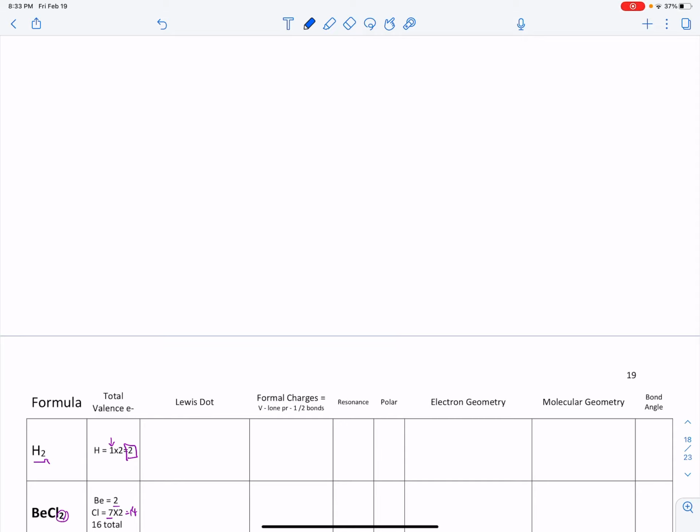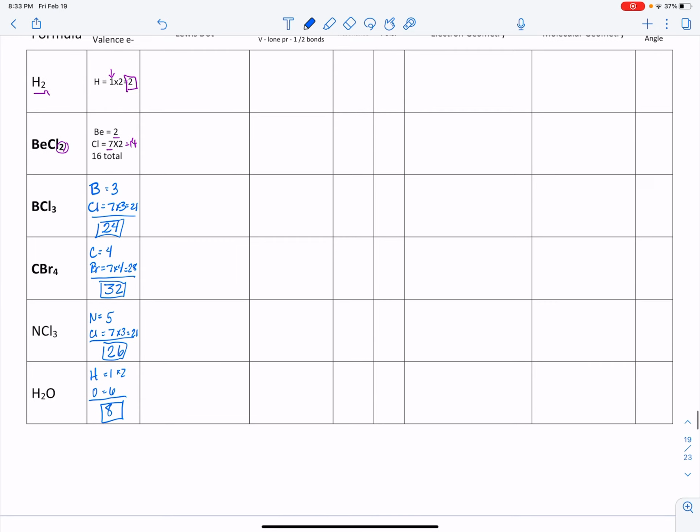Let's see how you did with your valence counting. Make sure that you only counted boron as having 3, and then 7 times 3 is 21, so that gives you 24 electrons. Carbon has 4, boron has 7, 7 times 4 is 28, plus 4 is 32. Nitrogen is 5, chlorine is 7 times 3 is 21, is 26. And then water, 1 times 2, oxygen 8, that's oxygen 6, that's 8.